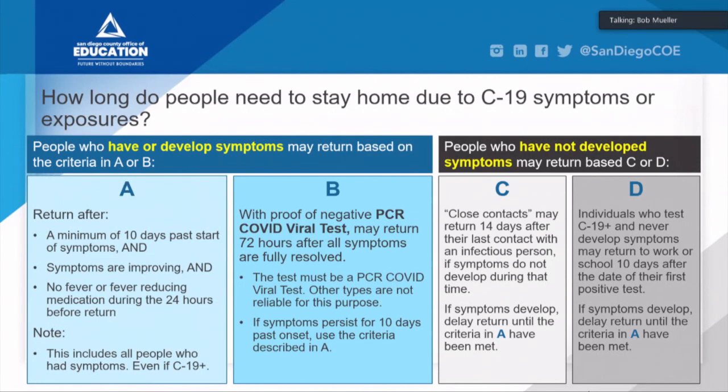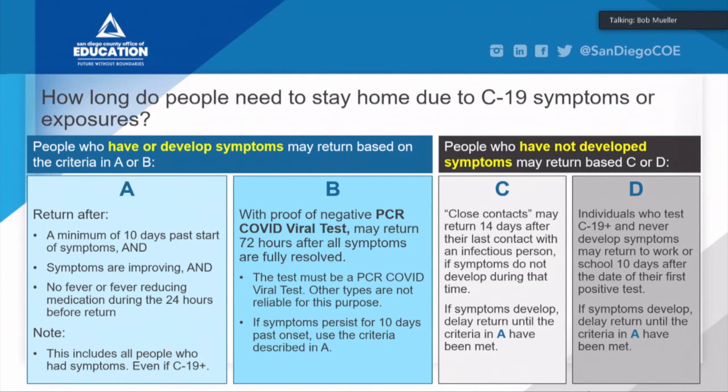So if someone has symptoms, they're going to be eligible to return after they meet the criteria in either column A or column B. So column A, they can return after a minimum of 10 days have passed since they began symptoms and their symptoms are improving and they've been free of fever without using fever reducing medication for the last 24 hours before their return. And we want to note here that this includes all people, even people who are positively identified as having COVID-19 can return using these criteria.